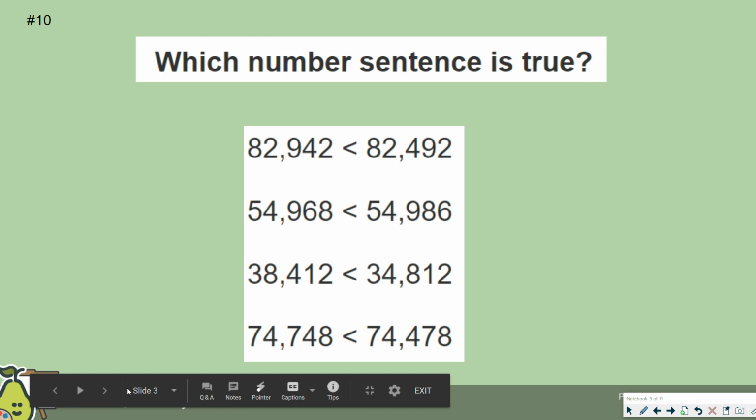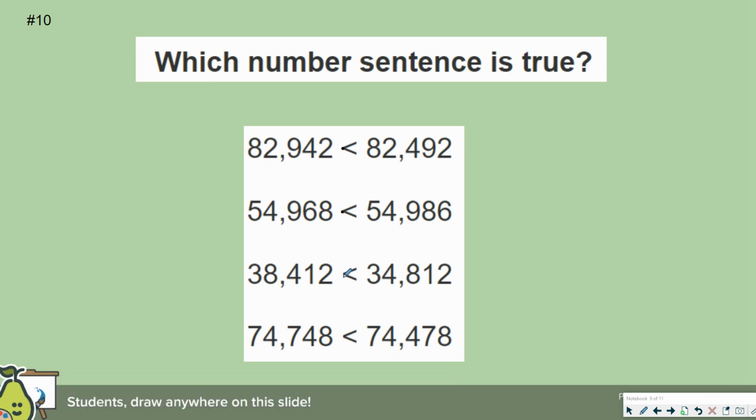All right. Number 10 says, which number sentence is true? Remember, the pointed side right here is always going to say less than because it's pointing to the lower number. So if it's talking about that first number being less than, the pointed side is facing the smaller number. So let's compare these numbers. These both have an 8 and a 2 for 82,000. Then I'm comparing my 900 to my 400. Well, 900 is not less than 400, so that's wrong.